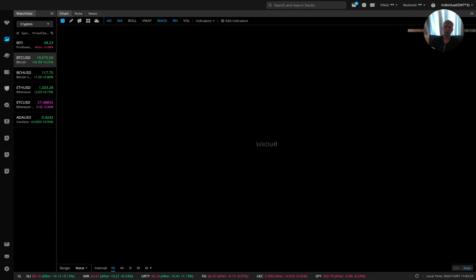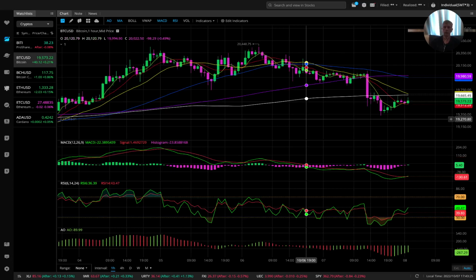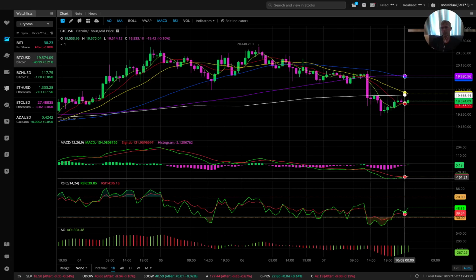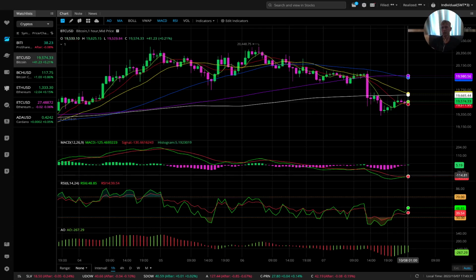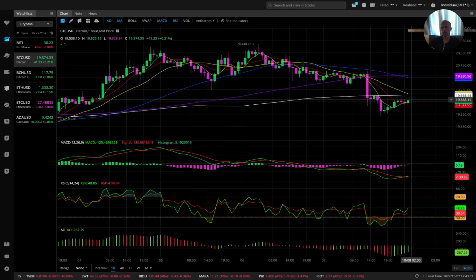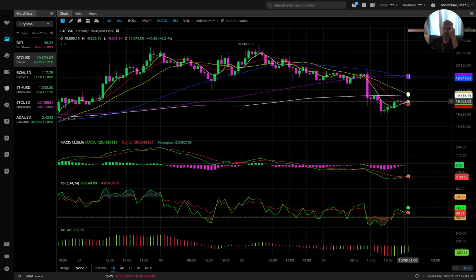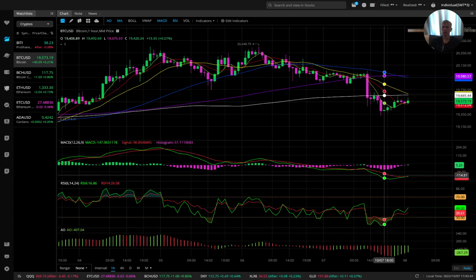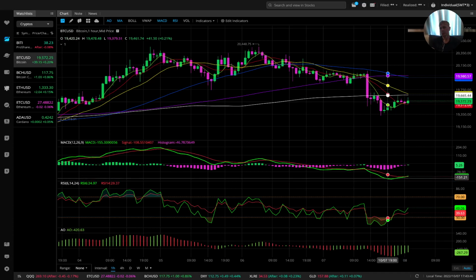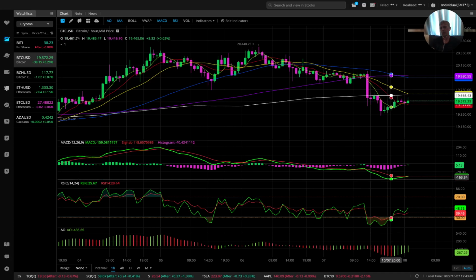And on 1 hour Bitcoin, it was bearish, but just last hour it changed direction to bullish. The MA5 crossed over MA10. It's a green histogram bar on the MACD. MACD just confirmed a bullish crossover.